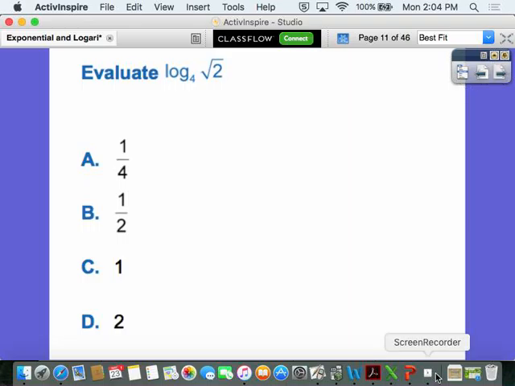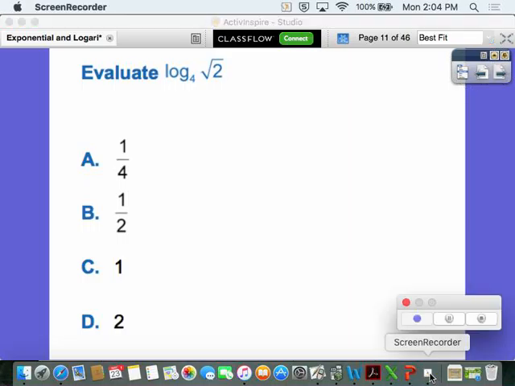All right, look familiar? All right, well, think about this one almost.